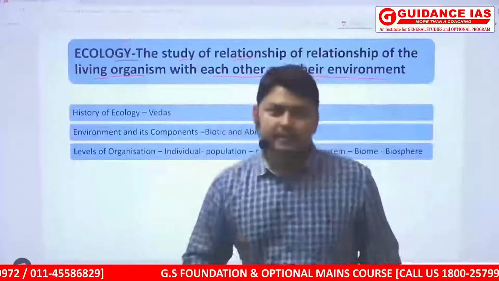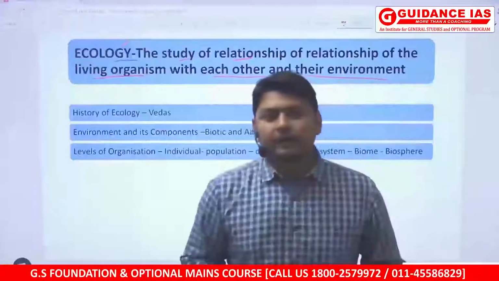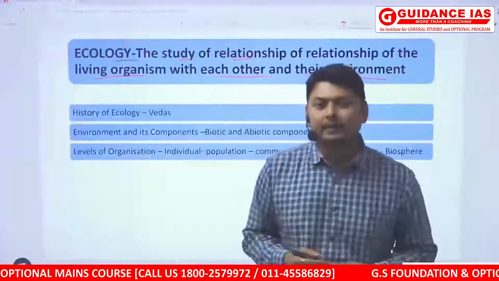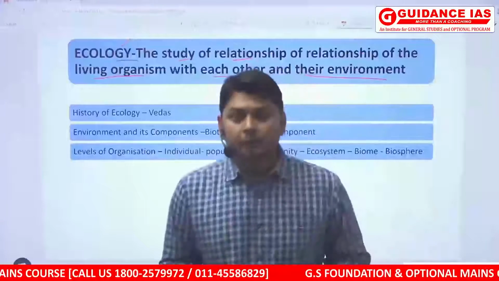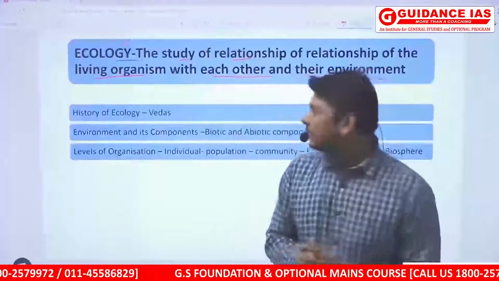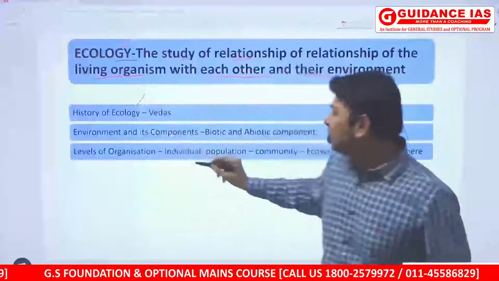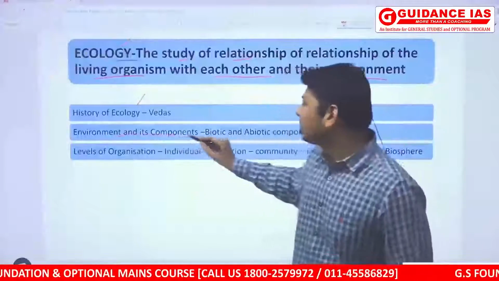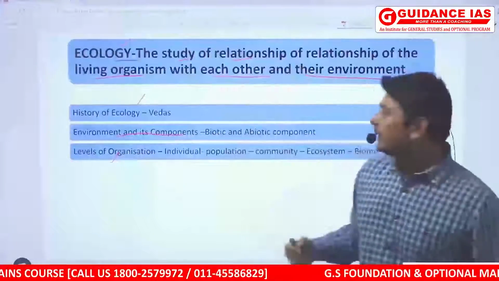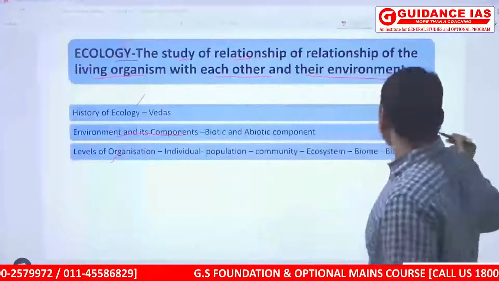Okay, so how is this done? What are the different kinds of organisms there, like autotrophs, that is plants, and heterotrophs, that is animals. So we'll be seeing those things in detail. Here we'll be covering the history of ecology, what its environment and its components are, and what the levels of organization are. So we'll be going through these sections in detail, to see how they form.